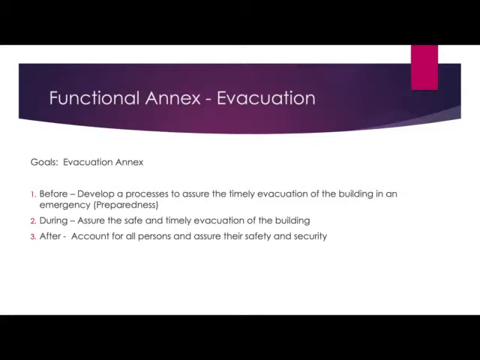Here, I've identified my 3 goals: before, during, and after the event. Goal 1, before, is to develop a plan to assure the timely evacuation of everyone from the building. Note there's not a prevention piece in the functional annex planning. In the case of a functional annex, it's about preparedness, better preparing ourselves before an emergency occurs. Goal 2, during the event, is to assure the safe and timely evacuation of all persons, and Goal 3, or after, is to account for all persons and assure their safety and security.